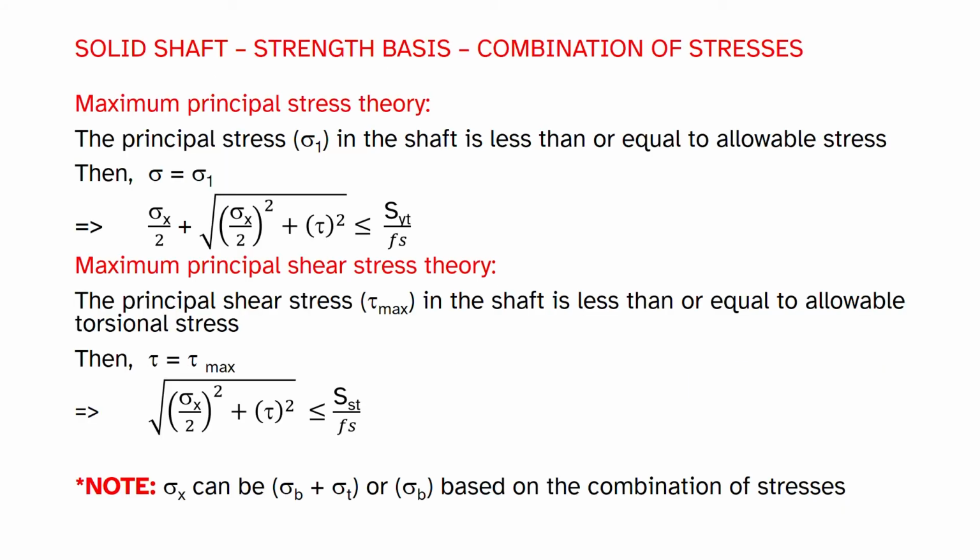After finding out these values, we can choose to design our shaft based on one of the two theories, maximum principal stress theory or maximum principal shear stress theory. In the first theory, the principal stress should be less than or equal to allowable stress. In the second theory, the principal shear stress should be less than or equal to allowable shear stress. Here, you have to be careful to write sigma x as the sum of sigma b and sigma t, or just sigma b itself, based on the particular combination of stresses.